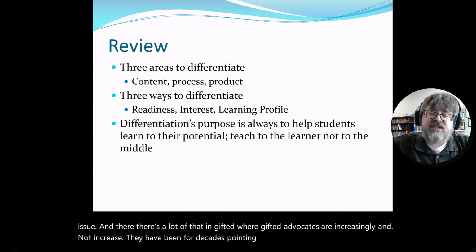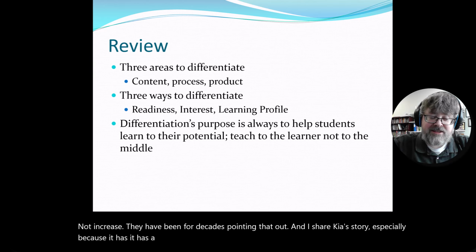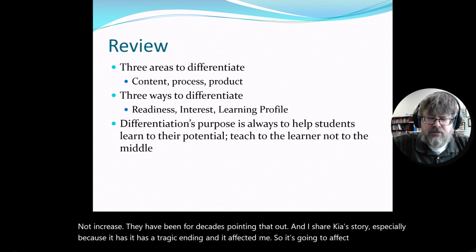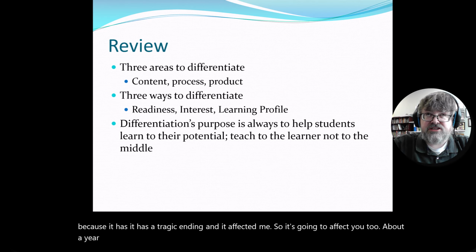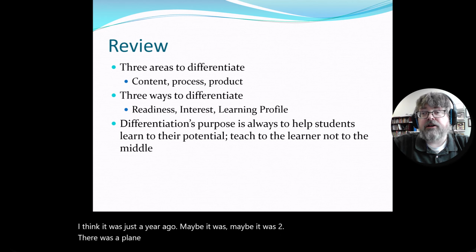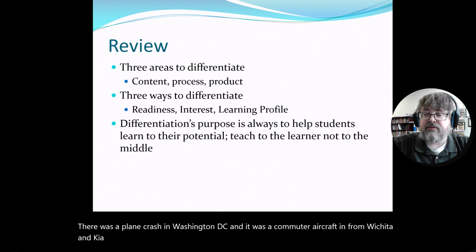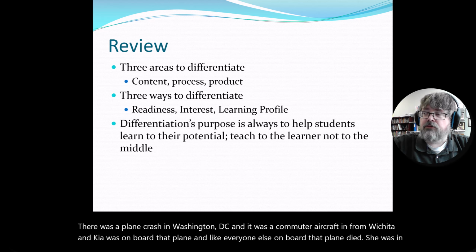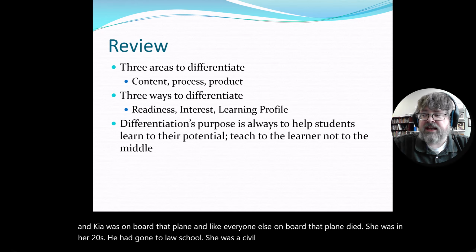And I share Kia's story especially because it has a tragic ending, and it affected me, so it's going to affect you too. About a year ago now, maybe two, there was a plane crash in Washington D.C. It was a commuter aircraft in from Wichita, and Kia was on board that plane, and like everyone else on board, she died. She was in her 20s. Kia had gone to law school. She was a civil rights lawyer in Wichita at the time of her death.